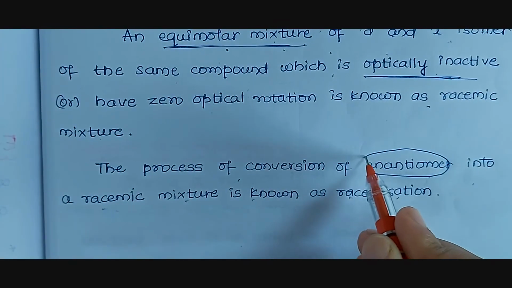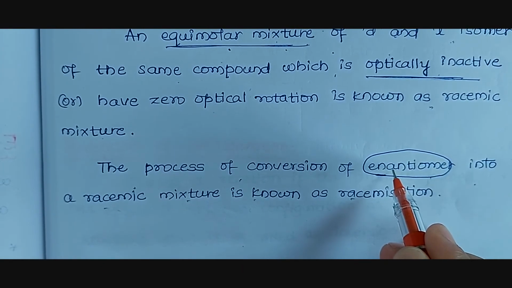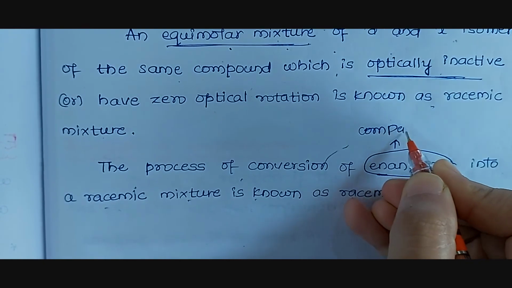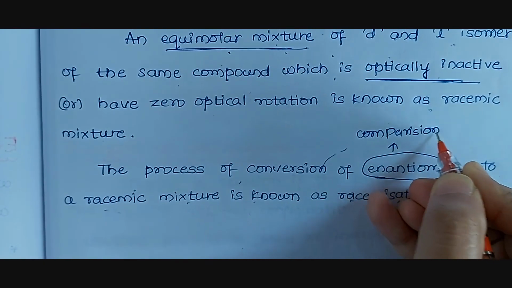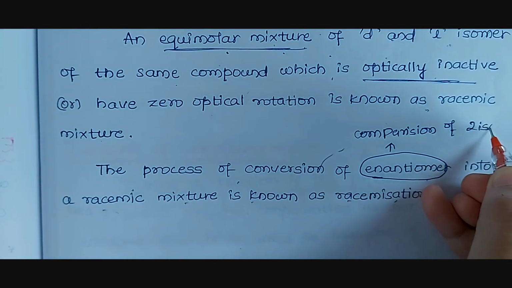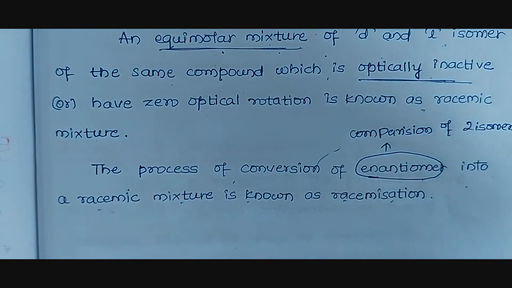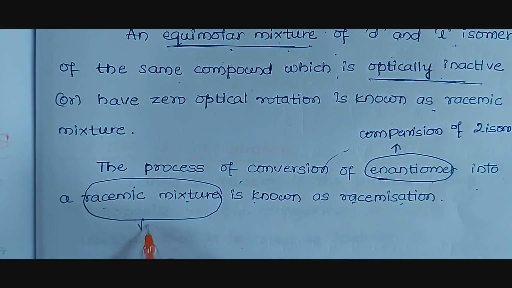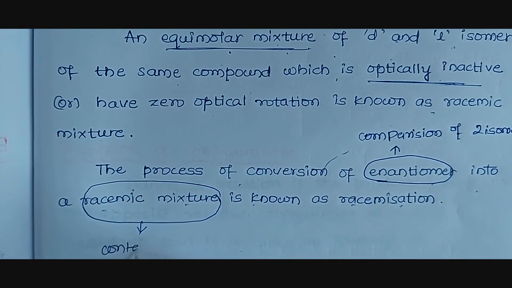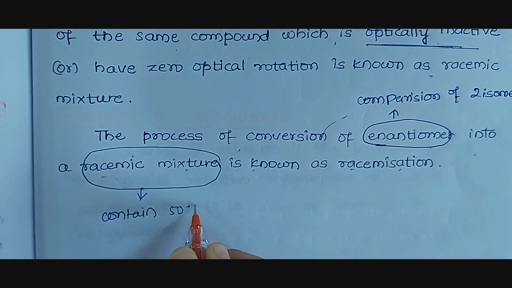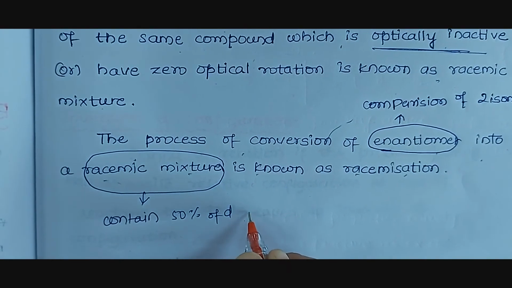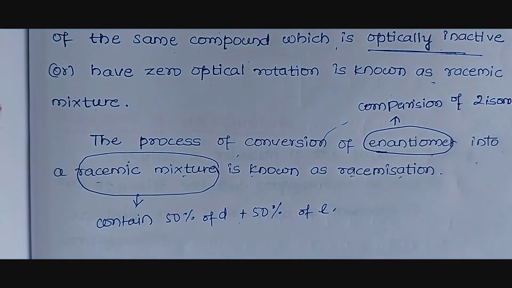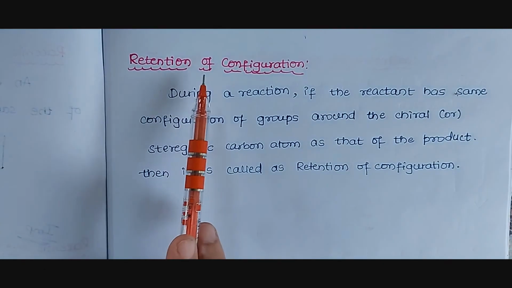Don't get confused between enantiomer and racemic mixture. Enantiomers are nothing but a comparison between two different isomers which differ only in the position of the atoms. The molecular formula is the same, but the position of the atoms is different. Whereas a racemic mixture means what? It is a mixture. It contains both the isomers, that is 50% D isomer and 50% L isomer.